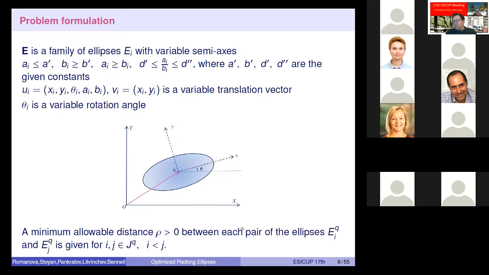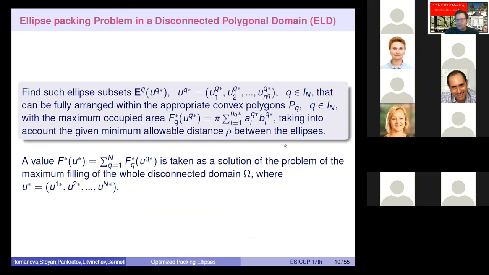And we have also the family of ellipses, which have variable sizes, semi-axes, and translation vector and rotation parameters. So for each ellipse, we have 1, 2, 3, 4, 5 variables. And the metrical characteristics of these ellipses have some limits, which are motivated by the standards of 3D printing.